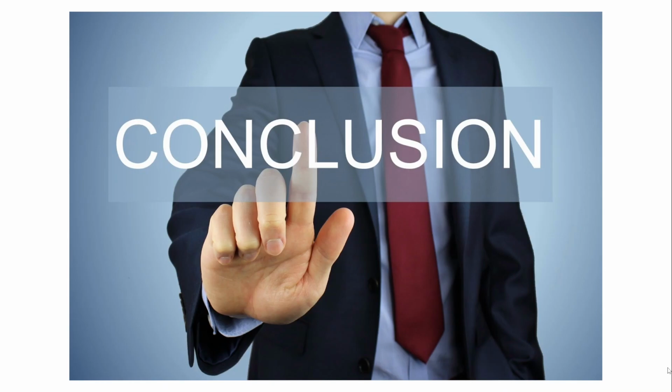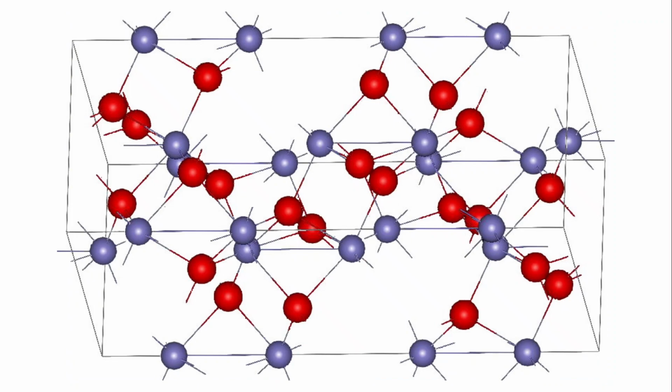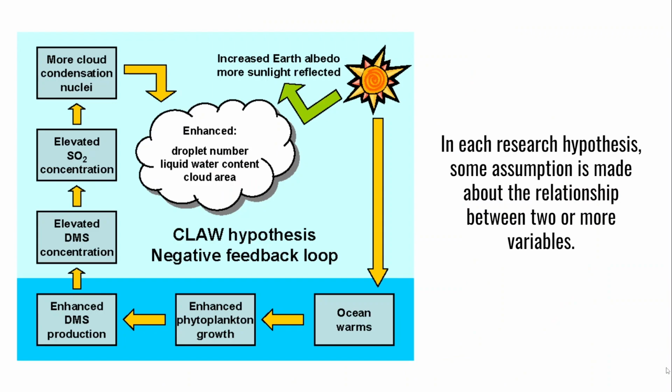We make many assumptions in our routine life to find solutions to our daily problems. Similarly, hypotheses are formed in research, which are examined in order to arrive at definite conclusions with reference to the objectives of the research. But some specific structures are followed to formulate the hypothesis. In each research hypothesis, some assumption is made about the relationship between two or more variables.